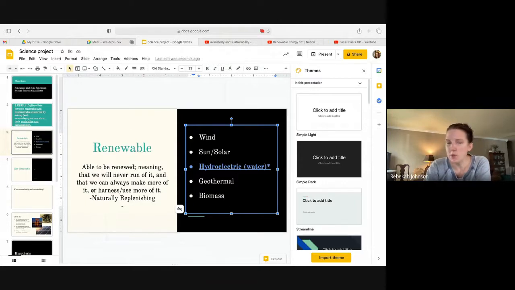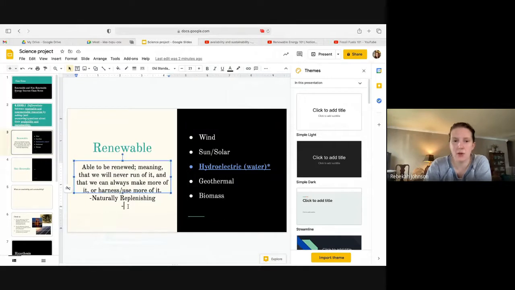So she mentioned that these are naturally replenishing. They just kind of keep showing up on their own. And almost all of them come from the sun. Good grief, I'm full of typos. However, indirectly.